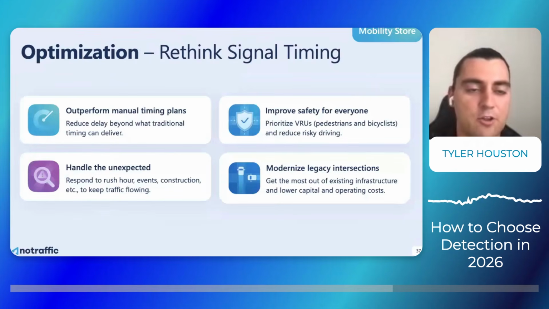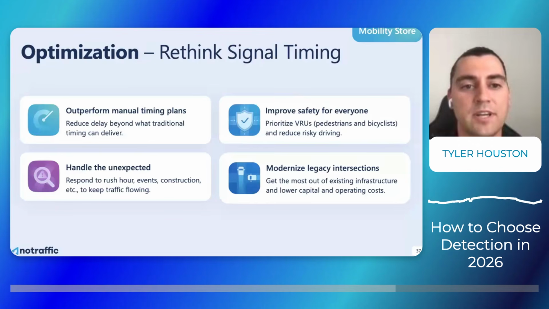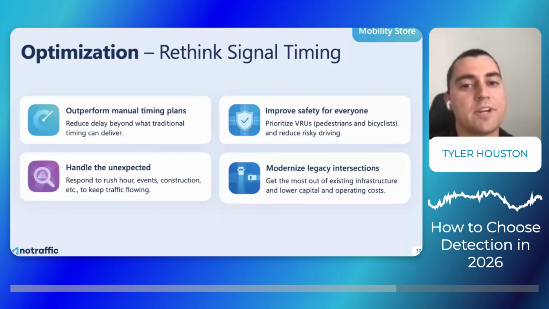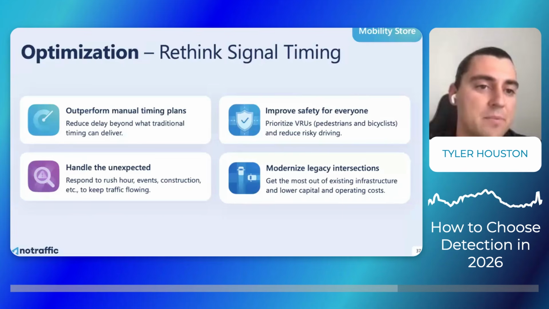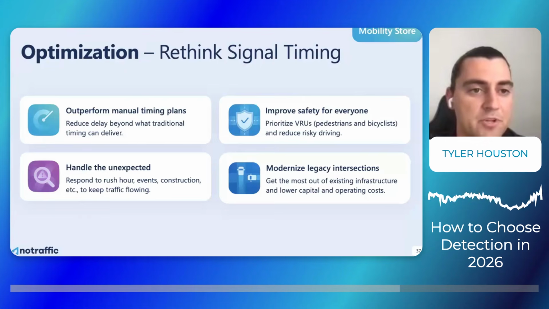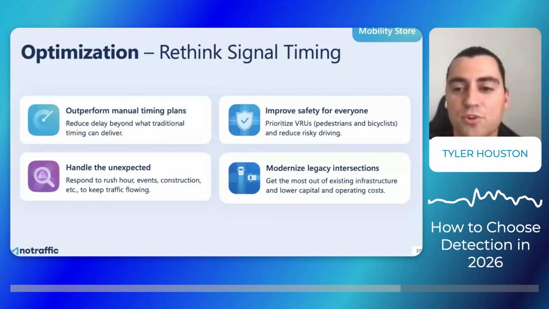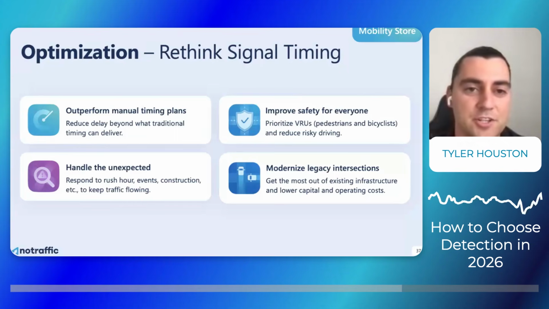So the NoTraffic suite not only provides detection, traffic counts, signal performance measures, and safety analytics, but what we're most well known for is our optimization mode. Optimization mode is basically rethinking the way that we time signals. So if you would like to outperform your manual timing plans that you get from consulting engineers, handle unexpected traffic events outside of your pre-established AM and PM peak plans, improve safety, and modernize the way that you time signals, then optimization is something that we would like to explore with you.